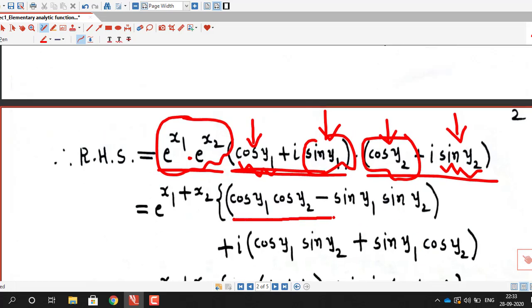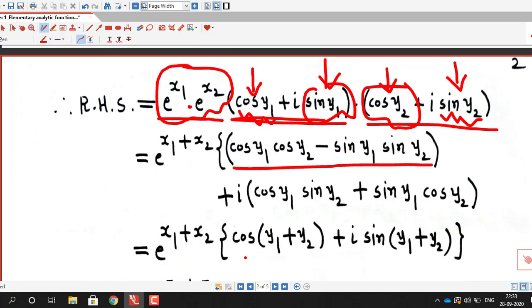And if you concentrate here, this is a very famous identity of the cosine function. This we can write as cosine of y1 plus y2, because y1 and y2 are real numbers and this property is true for real numbers. So cos of y1 plus y2 is cos y1 cos y2 minus sin y1 sin y2. Similarly, this is also a familiar identity. It is sin of y1 plus y2. We know that sin of y1 plus y2 is sin y1 cos y2 plus cos y1 into sin y2.